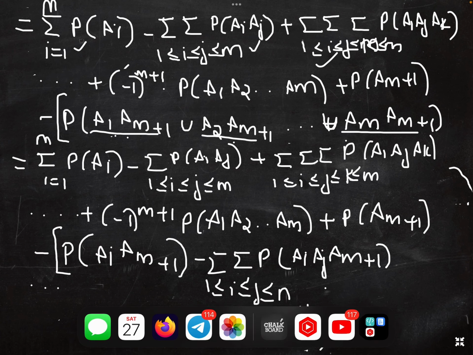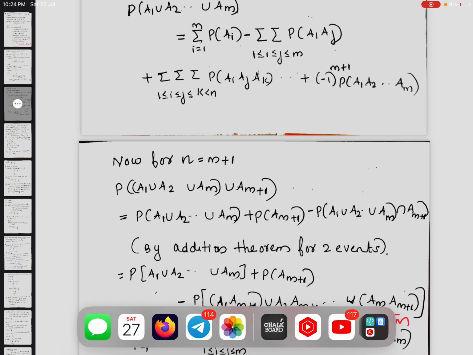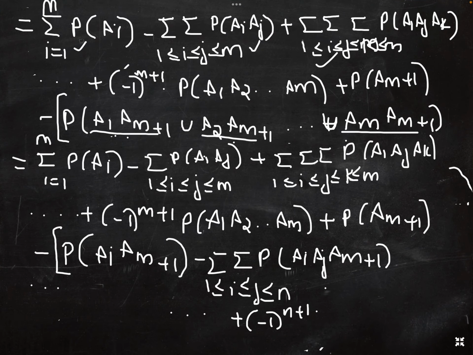That is here like this, minus 1 raised to m plus 1, P of A1 intersection A2 intersection etc. intersection A m, the additional one term A m plus 1. P of A1 intersection A2 intersection etc. intersection A m plus 1.